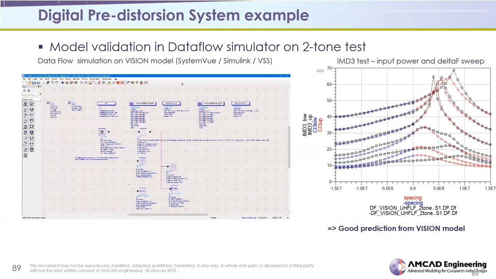If there are some phenomena that cannot be taken into account, like for example, frequency transposition or mismatch, these are not something you can take into account in data flow simulation. That's why in VSS, in System View, or even in Simulink, they use what we call co-simulation: when you have a mixer, you do the simulation until the input of the mixer, then you go into the component level to simulate the mixer, then go back into system simulation and continue.